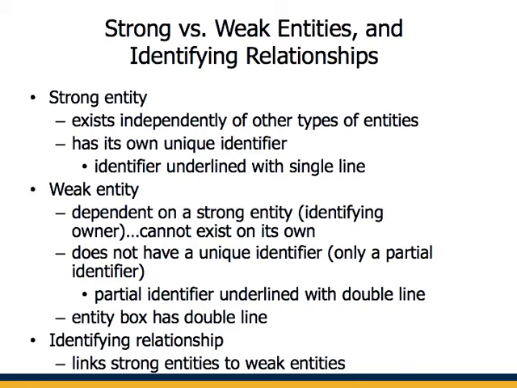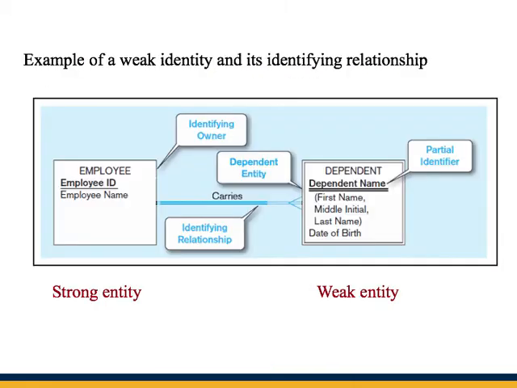Dependents can have their own attributes. So there are different entities, but they cannot exist on their own unless a strong entity exists. It's defined as something like this. A double-lined box is a weak entity. And the relationship between a strong entity and a weak entity is defined as a double line. A double line relationship is the identifying relationship between a strong and a weak entity.